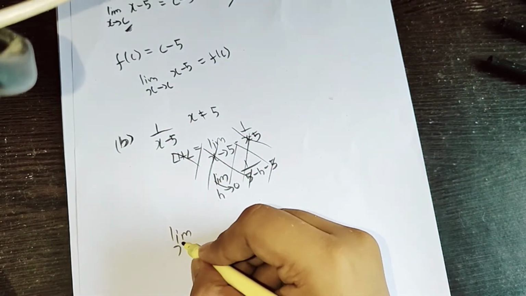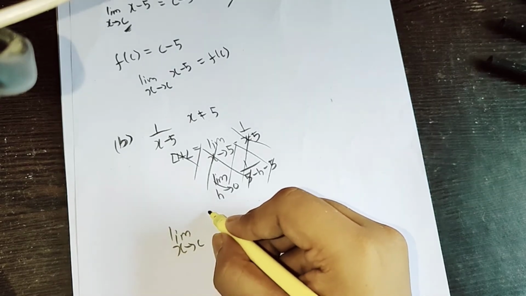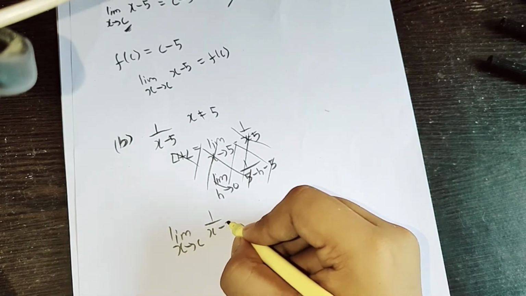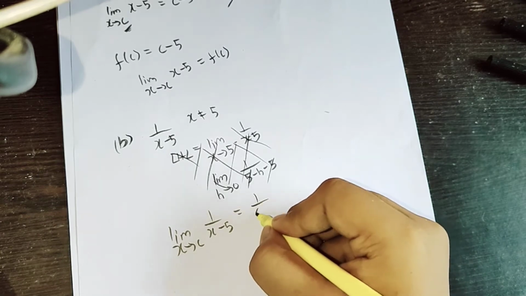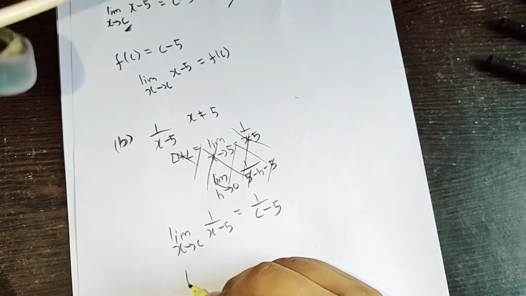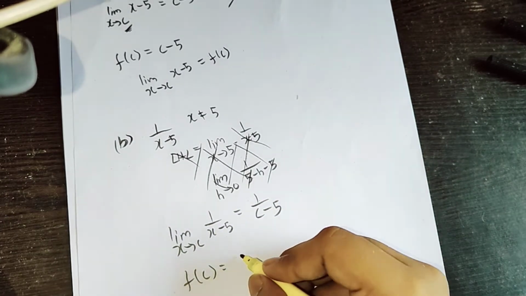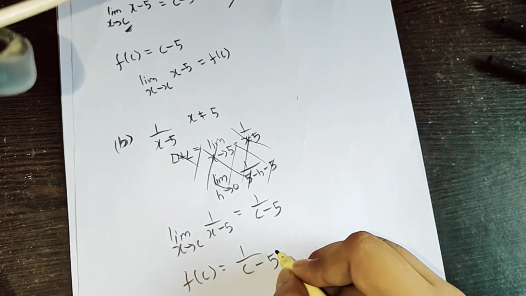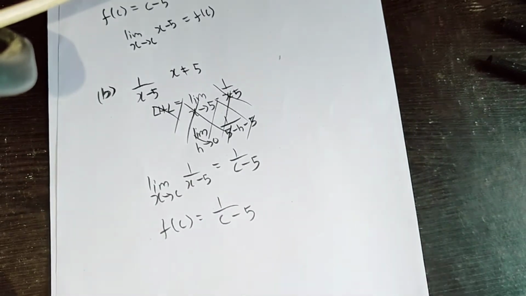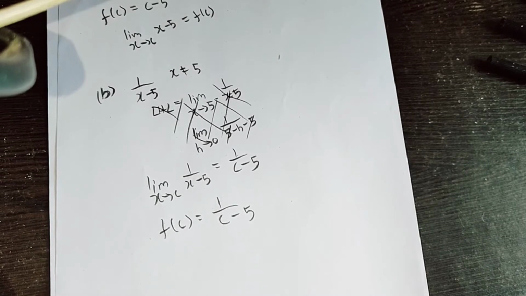Limit x tends to c of 1 upon x minus 5 will come 1 upon c minus 5, and f of c will come 1 upon c minus 5. Both of them are equal, so we will write hence it is continuous in its domain.